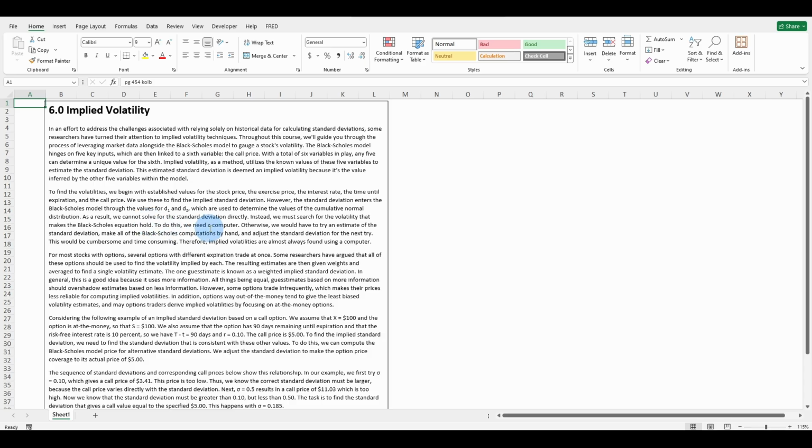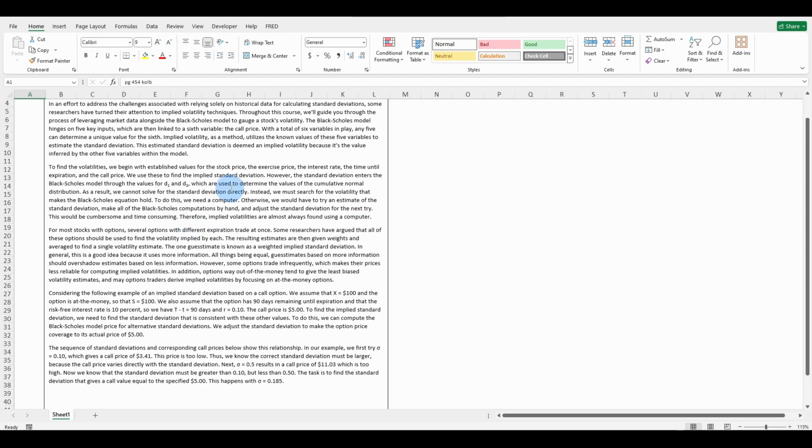To do this, we need a computer. Otherwise, we would have to try an estimate of the standard deviation, make all the Black-Scholes computations by hand, and adjust the standard deviation for the next try. This would be cumbersome and time-consuming. Therefore, implied volatilities are almost always found using a computer.